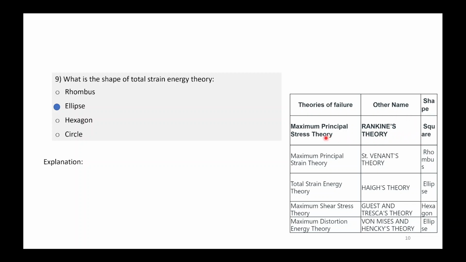In case of your total strain energy theory, we can see that it is an ellipse, and it is also an ellipse for maximum distortion energy theory as well, which we'll be seeing later when we go through the notes. In case of Tresca, it is a hexagon, and in maximum principal strain theory, it is a rhombus.